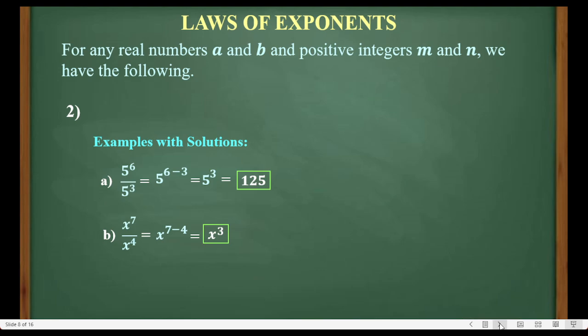Next, letter C. How about the negative of y to the 8th times y to the 7th divided by y to the 7th? Okay.